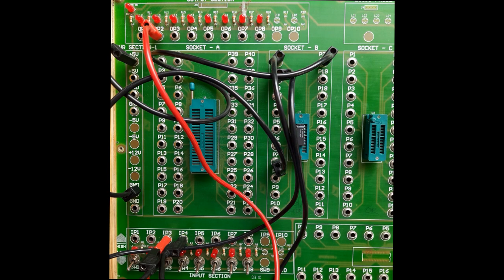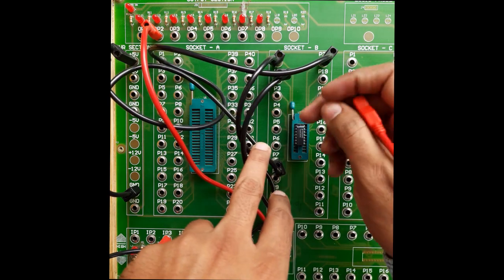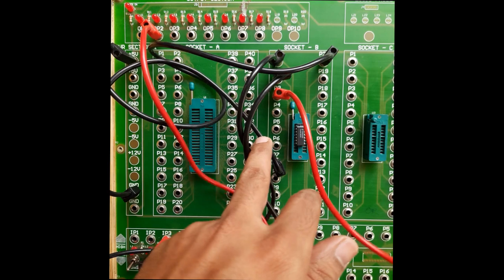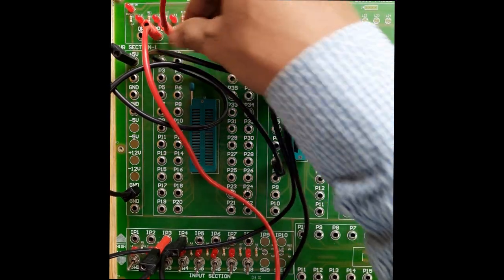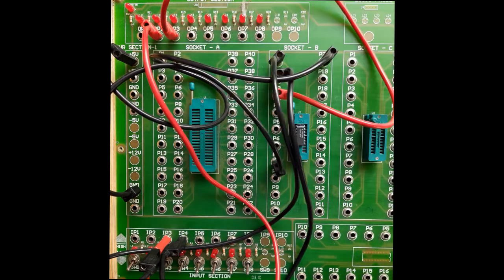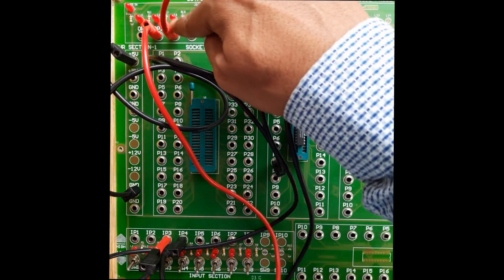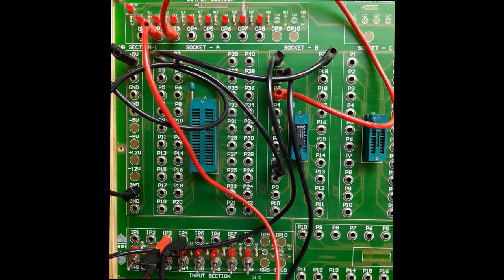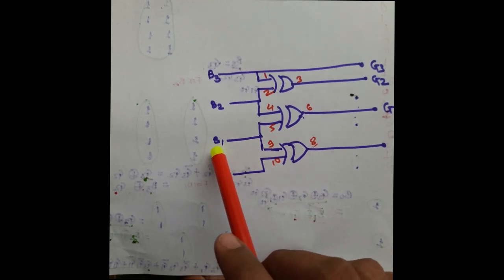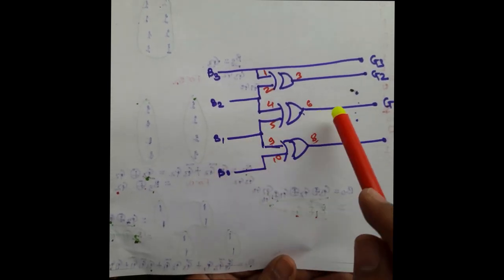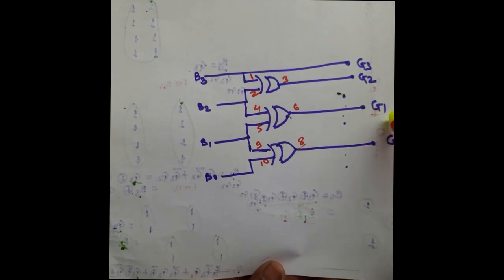The output of this first XOR gate is coming from pin number 3, and it should be connected to the second output pin. So here this is G3, and this is G2. Now we want to implement the next XOR gate. For the next XOR gate, pin number 4 is again coming from B2, pin number 5 is your new input, that is B1, and at pin number 6 you are getting G1.